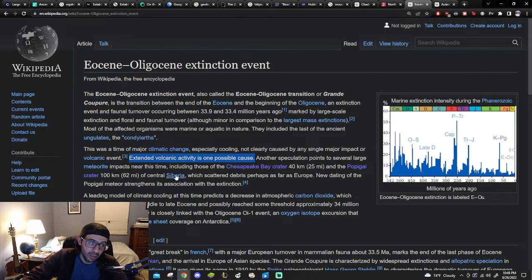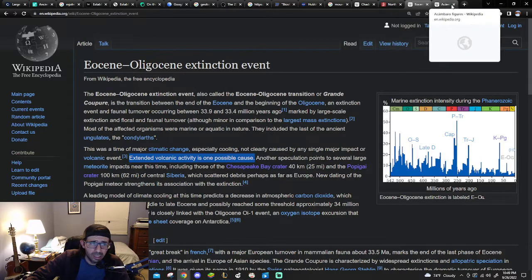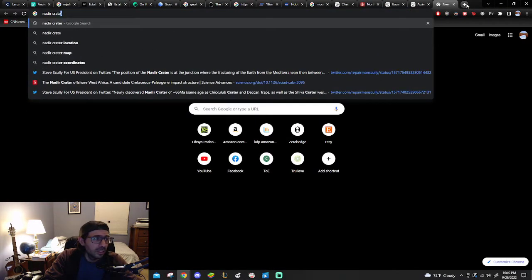we can reliably, I would say, look at the seismic pull-up data underneath these craters and see the angle that they hit them. Like Nader Crater. Is that Nader Crater? No. Like Nader Crater.